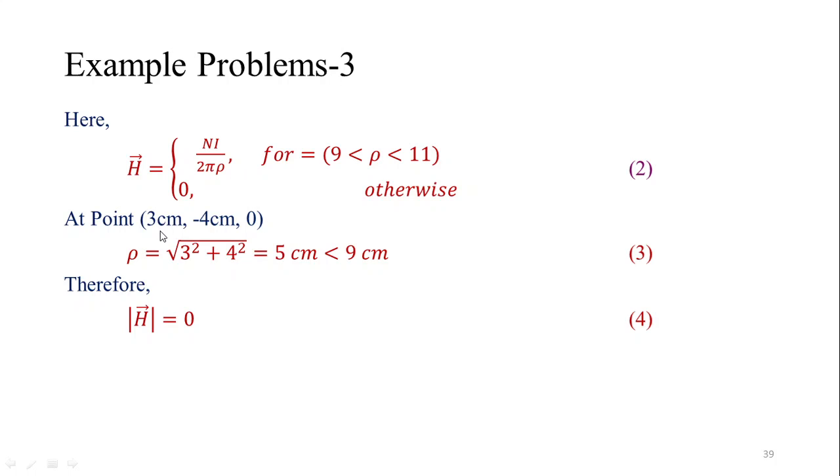Now let's calculate rho for the point 3 centimeter, minus 4 centimeter and 0. The distance rho is the square root of 3 square plus 4 square plus 0 square. So 9 plus 16, that is 25. The square root of 25 is 5, which is less than 9 centimeter. So only in this region 9 to 11 you will have this field, otherwise it is equal to 0. So the point is outside the region, so the net field at this point is 0.